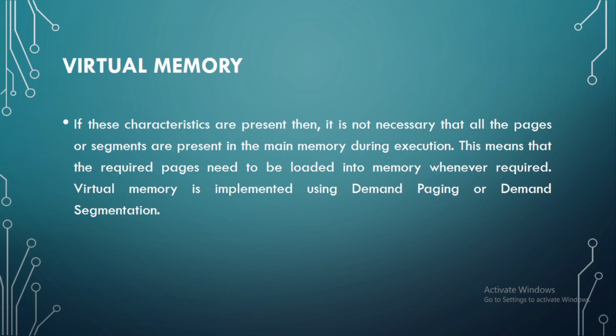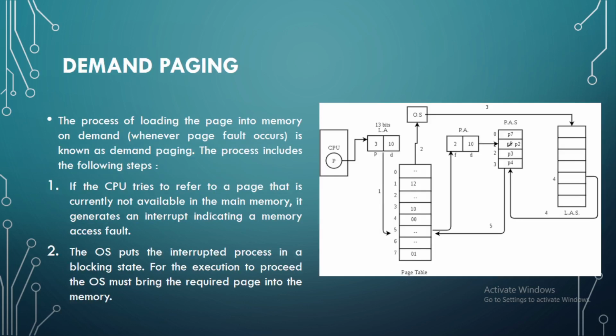Virtual memory is implemented using demand paging or demand segmentation. The process of loading a page into memory on demand is known as demand paging. Here, whenever a page fault occurs, which means whenever the page is not available in main memory, there is a demand for that particular page. So, we are going to load that page from the secondary memory to the primary memory.